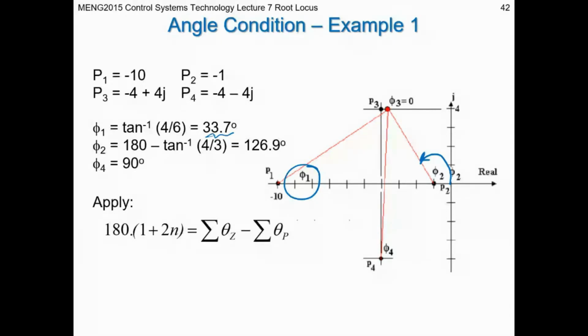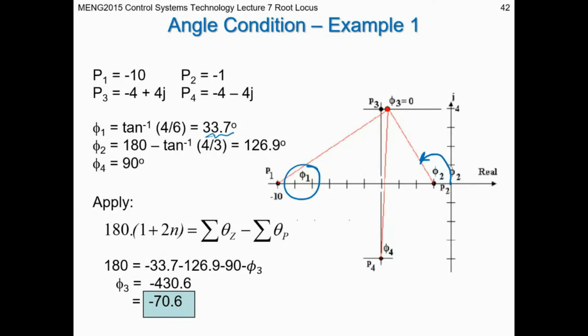Okay, so now we're going to apply the angle condition, which says that the sum of all these angles has to add up to a multiple of 180 degrees. So if we add these angles, we actually have an unknown. The unknown is the angle between the closed loop root position and P3. We've assumed it's just moved an infinitesimal distance away from P3. We assumed the angle is 0, but now we can say, well, we don't actually know what the angle is. So we're going to take the angle as an unknown, and that's the only unknown now in this little equation.